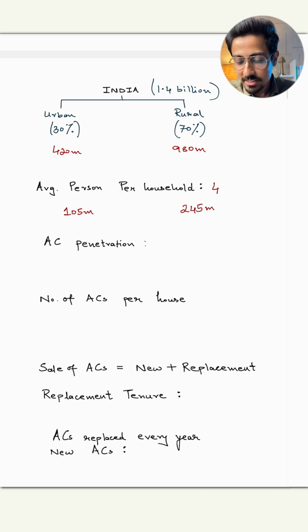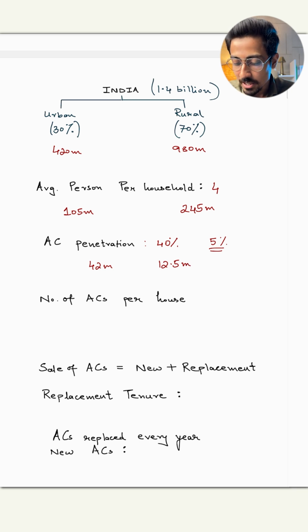So AC penetration, let's consider 40% of the houses in urban India will have AC and approximately 5% in rural India will have AC. So we get 40% of 105, which is 10.5 into 4, around 42 million, and 245 into 5% is 12.25. For convenience, let's consider it as 12.5 million.